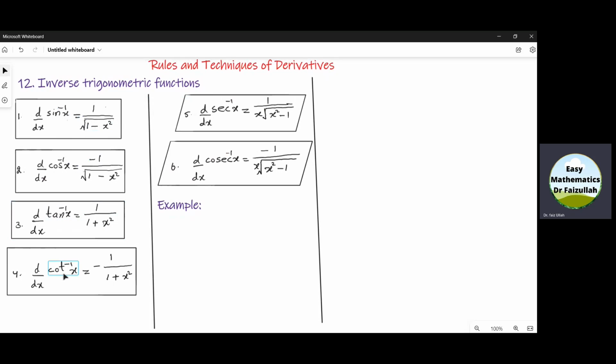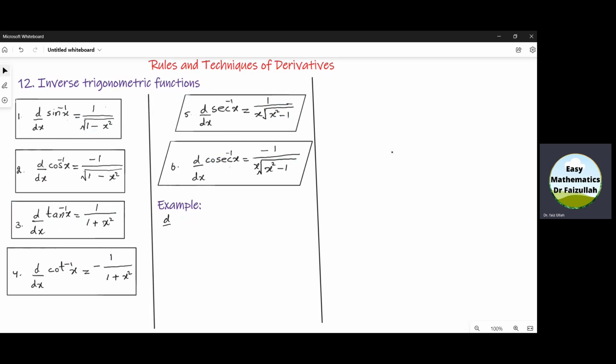But the differentiation of cotangent inverse x is the same as tangent inverse, but with a minus sign. Similarly, the differentiation of secant inverse x is 1 over x under the root x square minus 1. But the differentiation of cosecant inverse x is the same as secant inverse x, but with a minus sign. Let us solve an example to use these formulas.